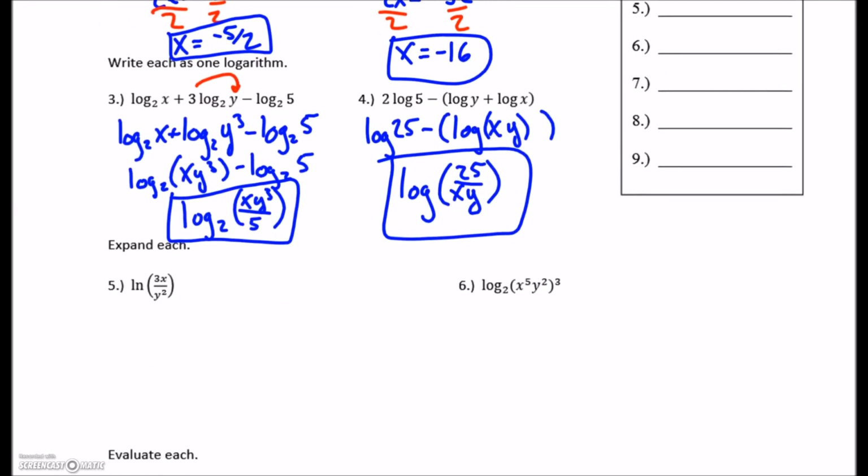If I look at the next one, it says to expand, so I'm going to use the same rules I was just using, but I'm going to use them in reverse. So the division that I have inside the logarithm, I'm going to split that into 2 logarithms being subtracted.